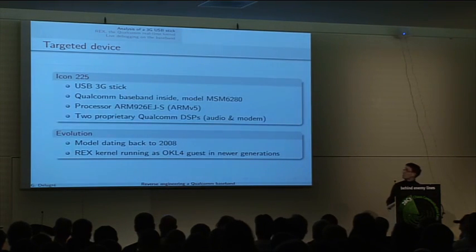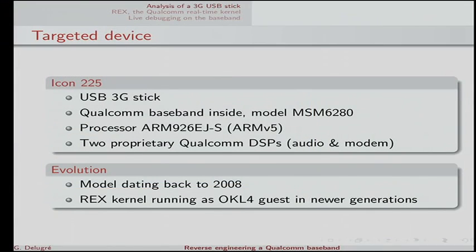Well, the name is Option stick. It's an Icon 225. It's a 3G USB stick with a Qualcomm inside. The Qualcomm model is MSM6280. You can find inside an ARMv5 processor and 2 proprietary DSPs for processing the audio signal and the modem data.